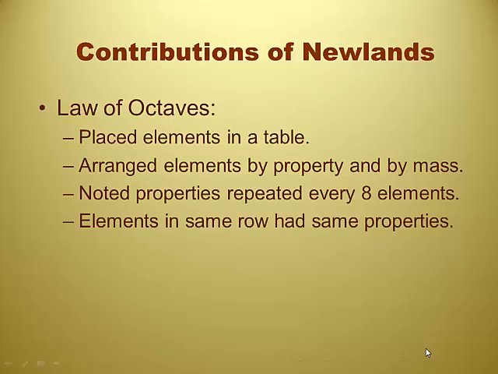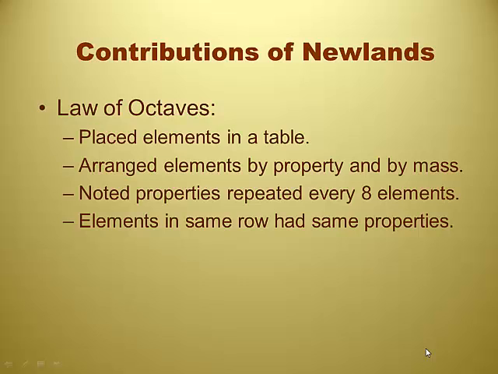So John actually gets credit for the first organization. He places these elements in his own table. He arranges the elements by property and by mass, and he notes that properties are repeated every 8 elements. So the 9th element would be a different property from 1 through 8? Yeah, it would actually have a similar property to element number 1.